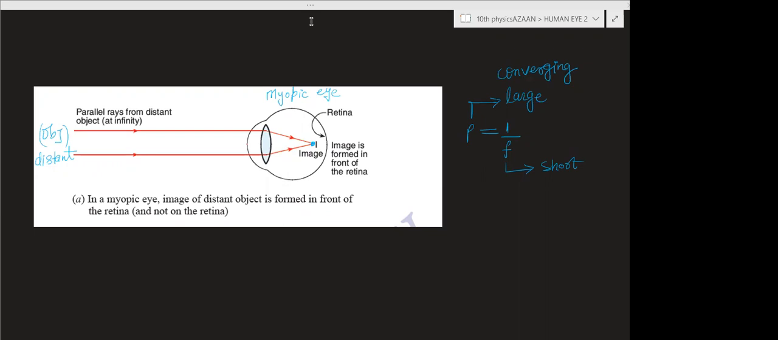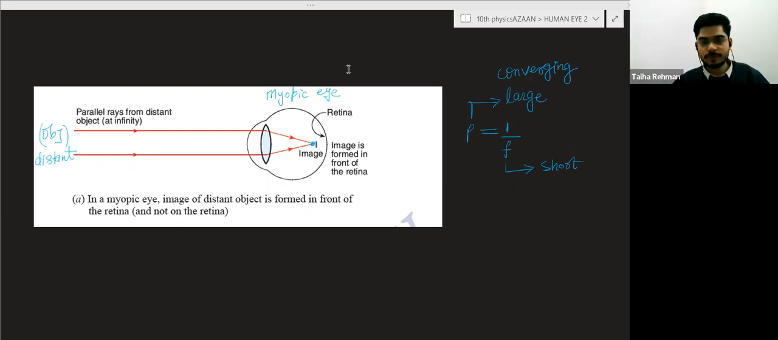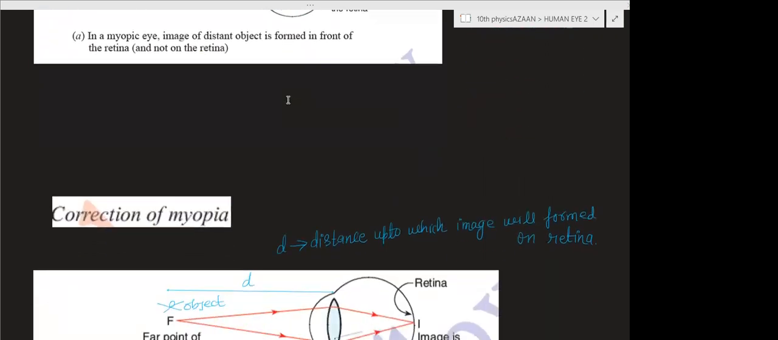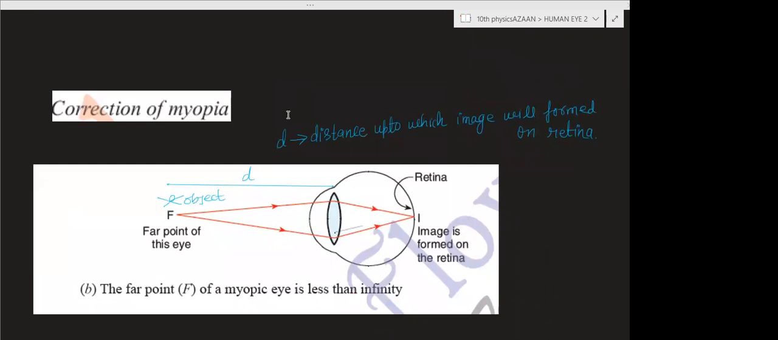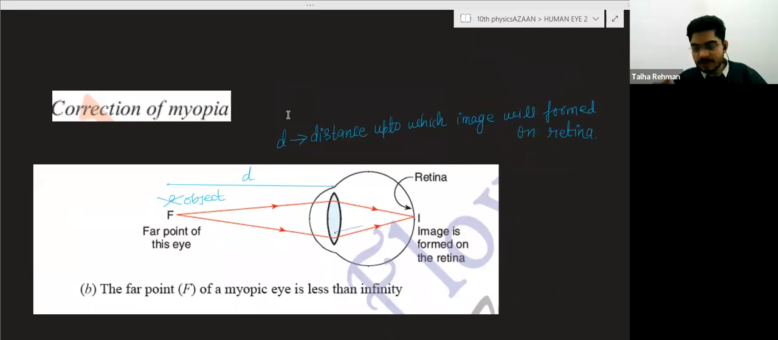Sir, can you scroll down? Yeah. So have you completed the diagram now? Yes, sir. If they ask in the exam, write the correction, what is the correction of myopia? Explain. So basically, you have to draw the diagram properly and then explain. If you draw the diagram, 70% marks is yours. Explanation you can give easily.